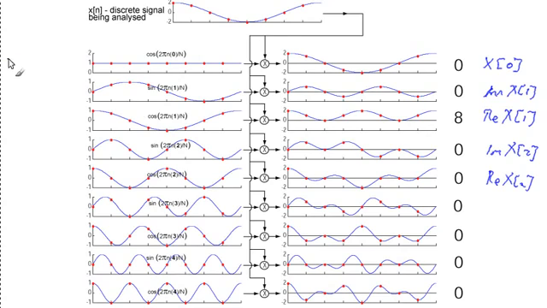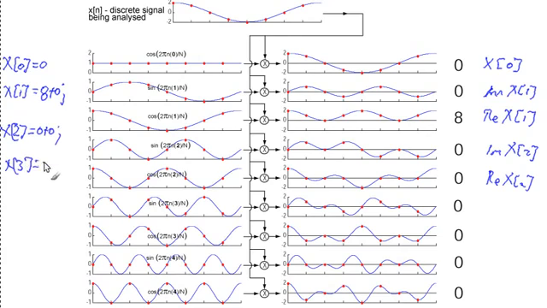So x0 is equal to 0. x1 will be equal to 8 plus 0j. x2 will be equal to 0 plus 0j. x3 will be equal to 0 plus 0j, and x4 will be equal to 0 plus 0j.